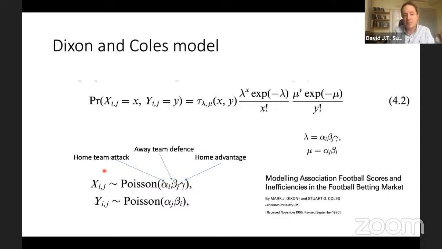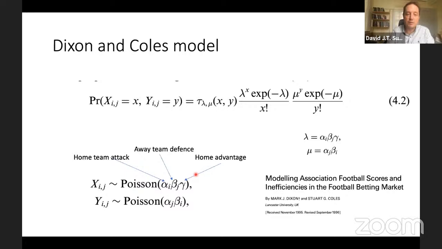Beta J is an estimate of the away team defense. And this gamma parameter is the home advantage parameter. And all of these things can be estimated using Poisson regression on the data. And that's what we do in the code. We try and estimate these separate parameters.